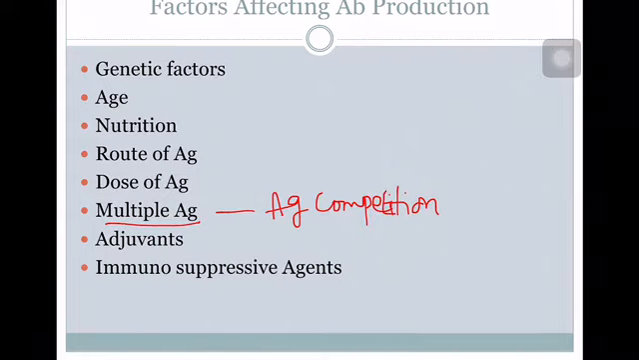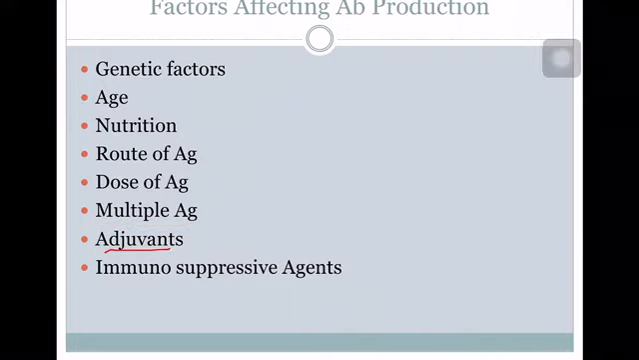When two bacterial vaccines such as typhoid and cholera vaccines are given in a mixed form, the antibody response to each is not influenced by the other. But in some cases, there may be a diminished production of antibodies, which may be due to antigenic competition. And the next one is adjuvants.